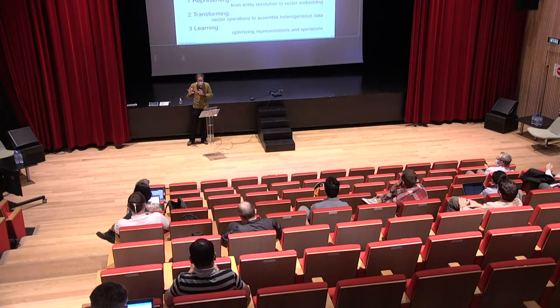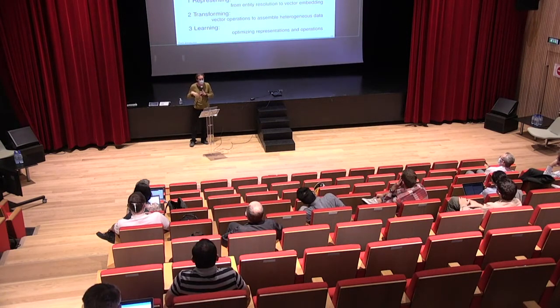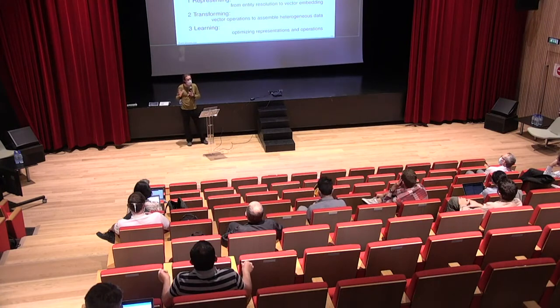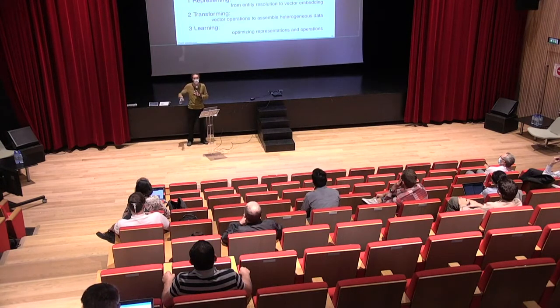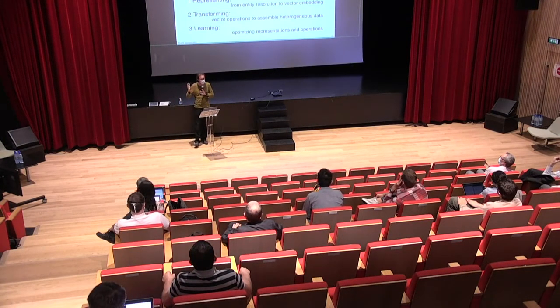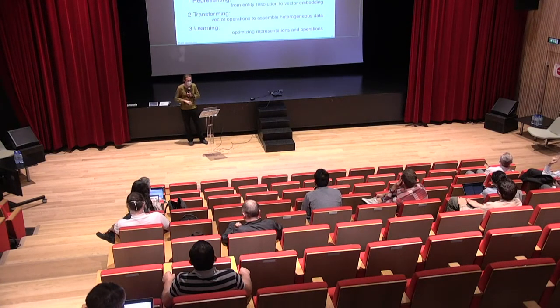Once we have representations, we'll work both on representing and on aligning. Then we'll work on transforming those representations to assemble. If I have different representations of different sources over different types of data, how do I assemble this? For this, I need to replace my relational algebra with vector operations. And finally, we will put this in a supervised or semi-supervised learning framework, and we will optimize those representations and those operations.